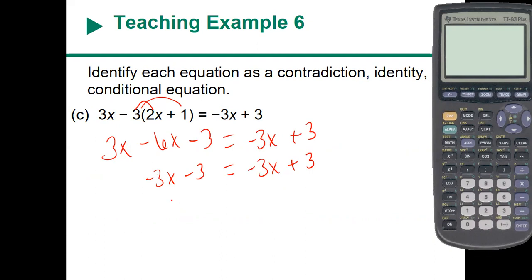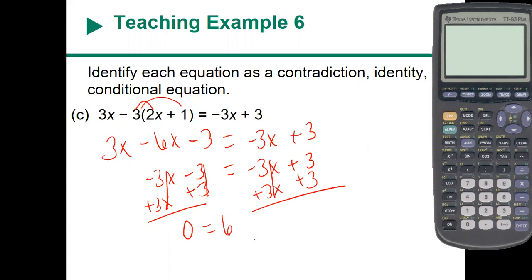We're going to isolate our variables. So adding 3, adding 3, adding 3x, adding 3x. This leaves us with 0 equals 6. Is that true? No. So this right here is false. 0 does not equal 6. So this is what we call a contradiction, and there is no solution.